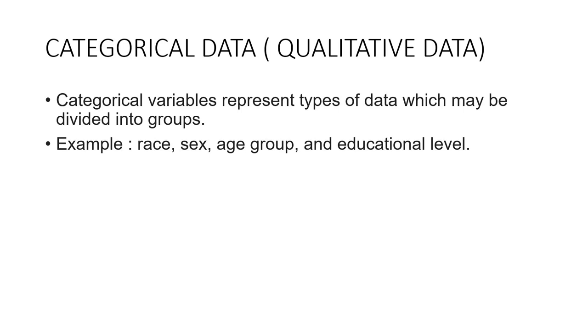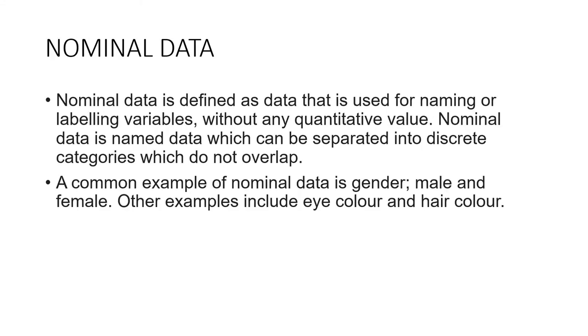Categorical variables represent types of data which may be divided into groups, for example race, sex, age group, and educational level. See, sex can be classified into male and female, like that classification is there. Division is there, simple. Nominal data is defined as data that is used for naming or labeling variables without any quantitative value. Nominal data is named data which can be separated into discrete categories which do not overlap. See, a common example for nominal data is gender, that is male and female. Other examples include eye color and hair color.